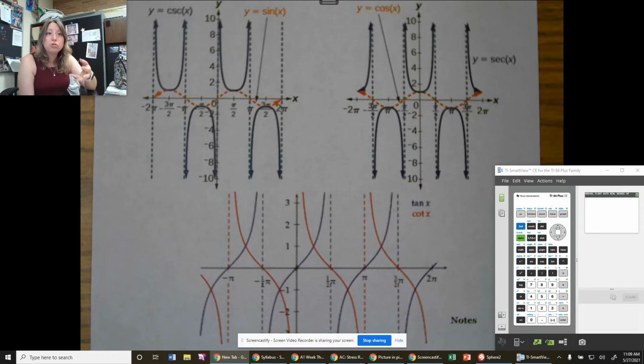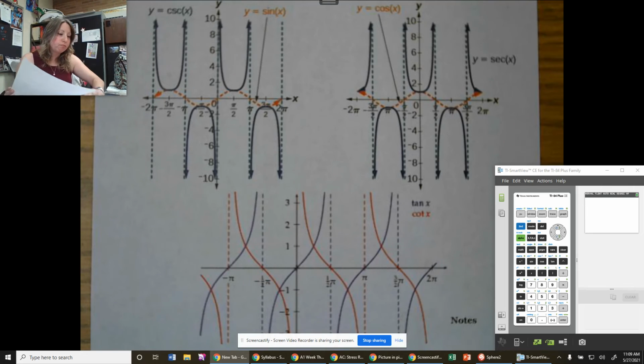Honestly, when it comes to cosecant and secant and the cotangent and tangent functions, it's more about recognizing them when you see them than dealing with them, because it's sine and cosine that we use to write our actual periodic functions in the world. Okay? So that's more what you will be looking at.